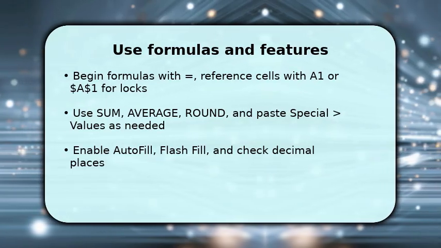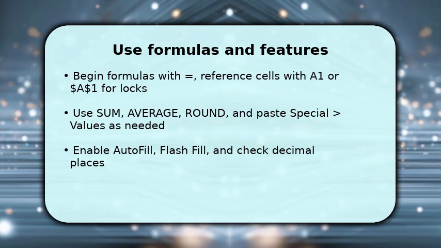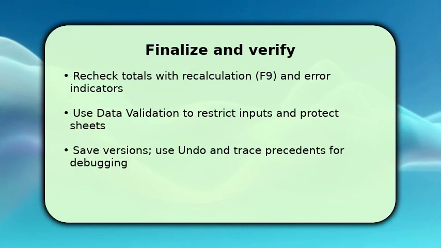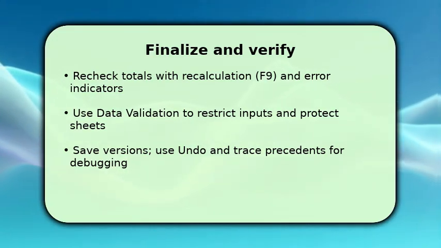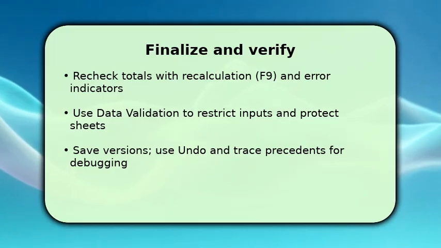You finish by validating and safeguarding your numbers. Recalculate with F9 and inspect green error triangles or the error check menu when results look odd. Apply data validation to restrict future entries and protect the worksheet to prevent accidental changes.